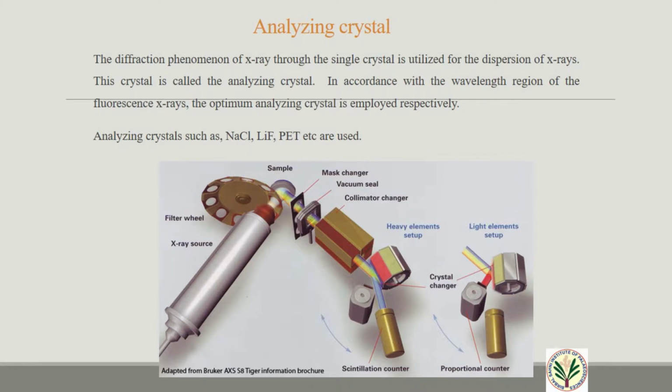Now we are discussing the analyzing crystal. The diffraction phenomenon of X-rays through a single crystal is utilized for the dispersion of X-rays. This crystal is called the analyzing crystal. In accordance with the wavelength region of the fluorescence X-rays, the optimum analyzing crystal is employed respectively. Crystals such as sodium chloride, lithium fluoride, PET, and others are used as analyzing crystals.